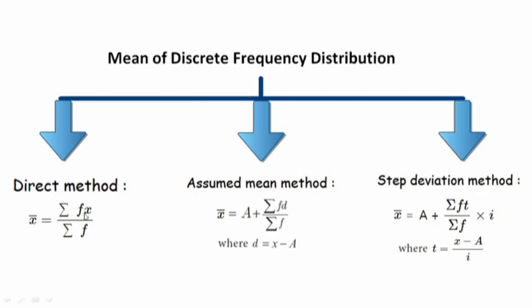In direct method you use this easy formula, where f stands for frequency, and x stands for the observation, all of you know.